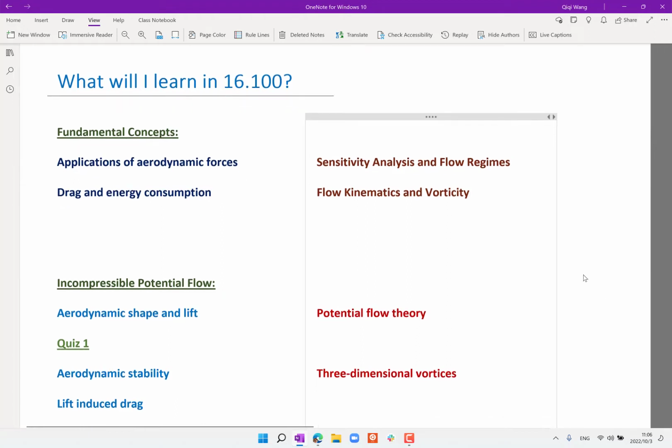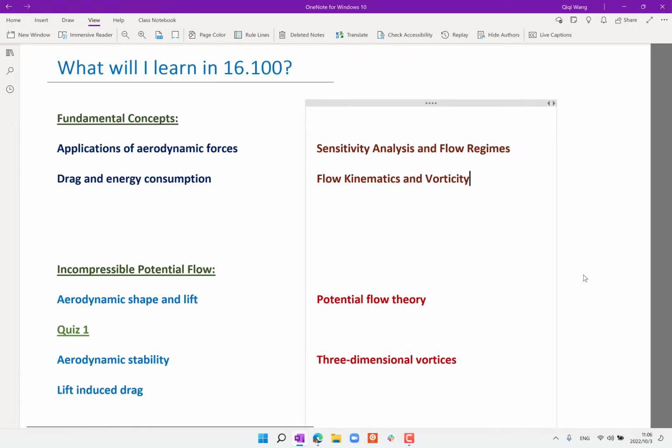So we have actually covered all the fundamental concepts. So that's the first module of 16100. And we'll come to incompressible potential flow today. And we'll cover potential flow theory, right? So that's what we're going to do today. And starting on Wednesday, we'll apply potential flow theory on airfoils. Once we have potential flow theory on airfoils, we can start to analyze aerodynamic stability.